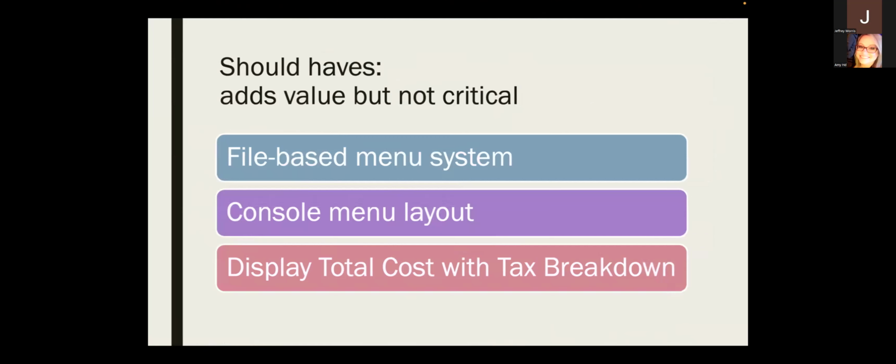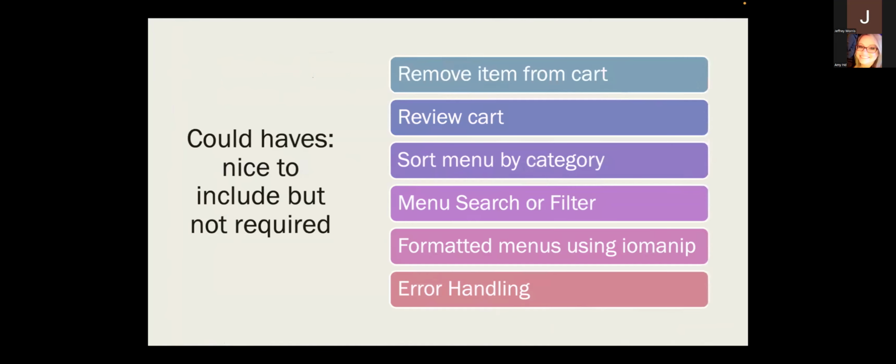So our should-haves, these add value but are not critical. This was a file-based menu system, console menu layout, and display total cost with tax breakdown. These were our could-haves, nice to include but not required. So remove item from cart, review cart, sort menu by category, menu search or filter, formatted menus, and error handling.